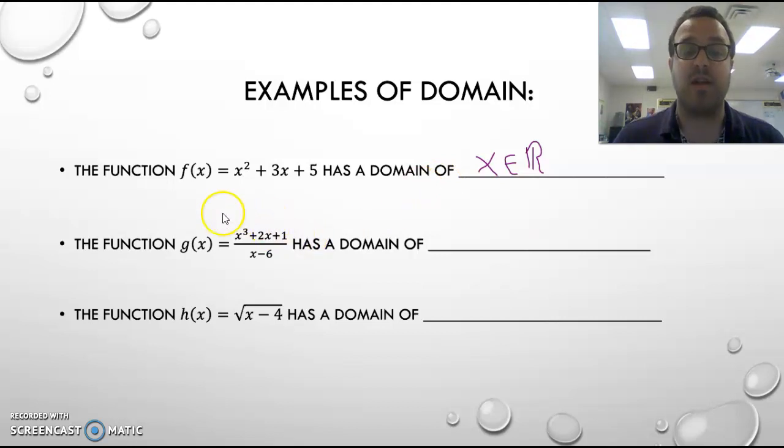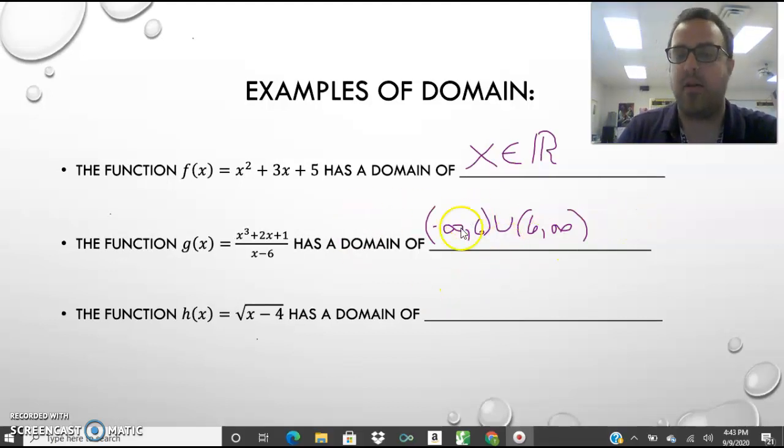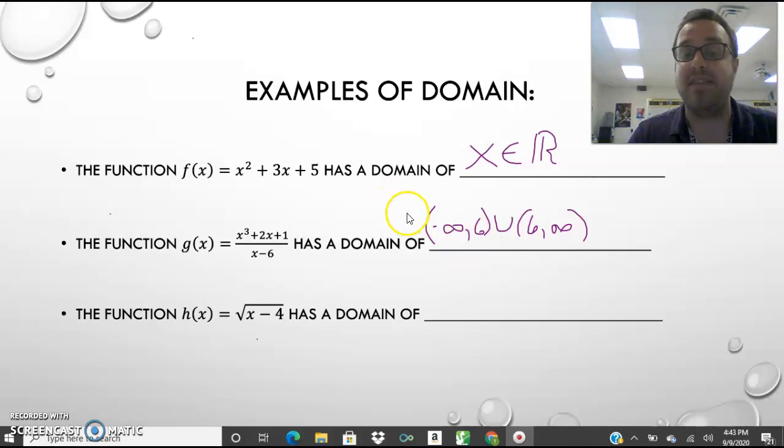So for example, for this function right here, g of x, I would have a domain, and I'm going to use what's called interval notation, from negative infinity to 6, and then I put a U in between, which means union, from 6 to infinity. Oh, I don't know why I did that. All right, little technical difficulties for a second there, but I went ahead and fixed it. So I have negative infinity to 6, and then the U means union, 6 to infinity. Basically, what I'm saying is that it's the interval from negative infinity to infinity, but 6 isn't included.